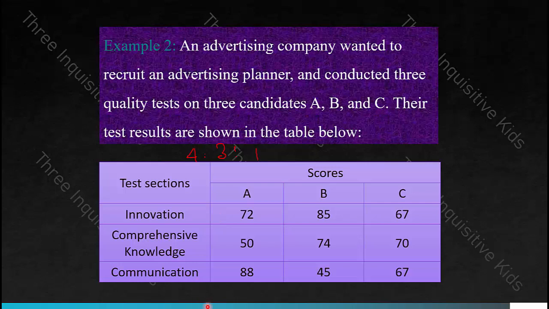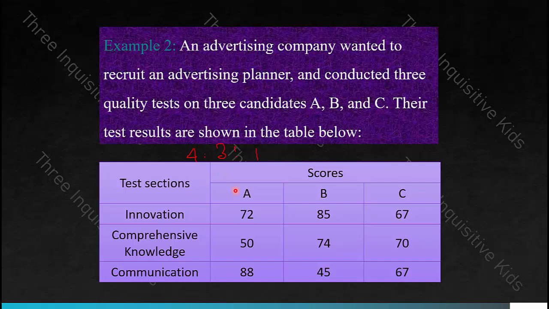And compared to the communications test, A did really well, and 88 is really well, but the 88 is not worth very much because the communications part in this ratio is only worth 1 when the other 2 tests are worth 4 and 3. So it would be more effective if A had gotten a better score on innovation and comprehensive knowledge. A didn't do so well in comprehensive knowledge, but unfortunately that was worth 3 in this ratio, which is a lot.